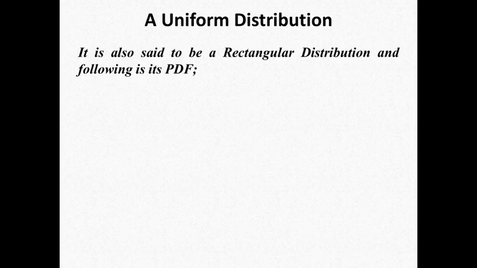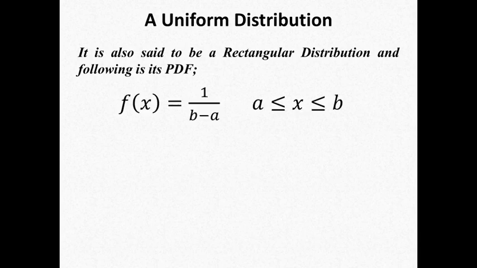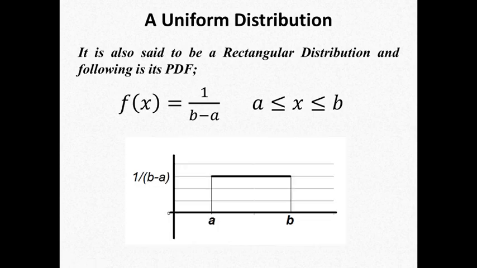So here I am starting from the concept of a uniform distribution, which is also said to be a rectangular distribution. So what is a rectangular distribution? First look at its PDF. The PDF is very simple. It is f(x) = 1 upon b minus a, and the domain values are from a to b, and since it is a constant function, it will form a constant graph, and thus it is forming a rectangle.